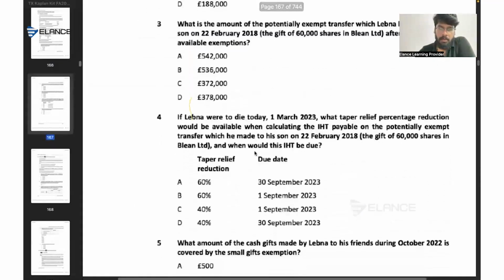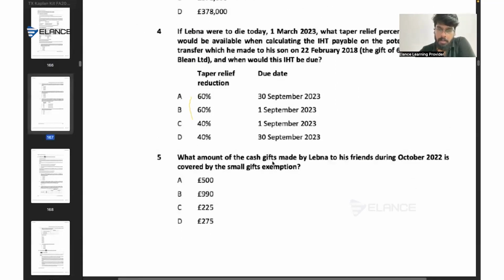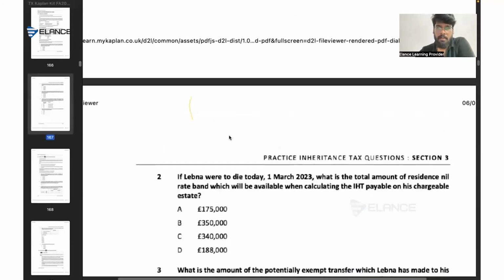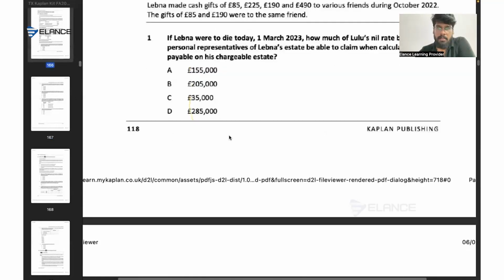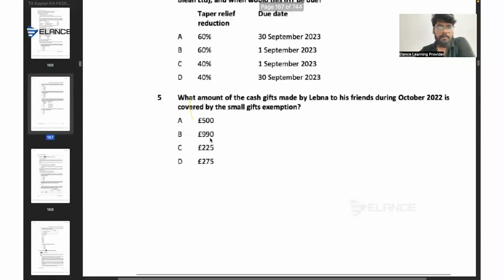Okay, so here we are required to find out which of these transfers are covered by the small gift exemption. 85 and 190 will not be covered. 225 is the only one covered under the small gift exemption. So the answer will be option C. Yes, 225, that will be the answer.